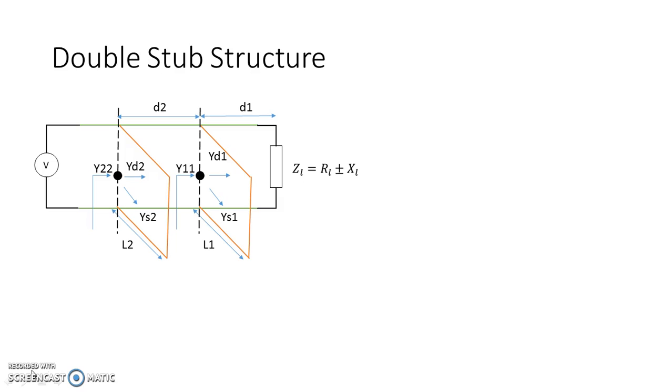With circuit theory analysis, we can say that because YD1 and YS1 are parallel to each other, they will be adding. So we can write Y11 equal to YD1 plus and minus YS1, and Y22 equal to YD2 plus and minus YS2. We note that now instead of Z0 we have the admittance Y0. So now we have to match to Y0.